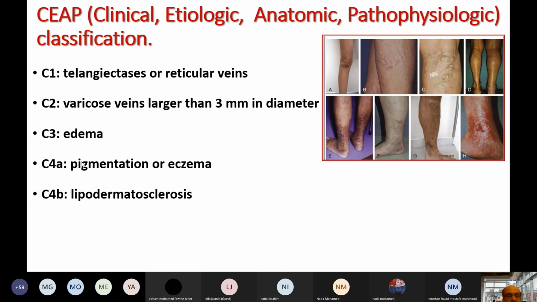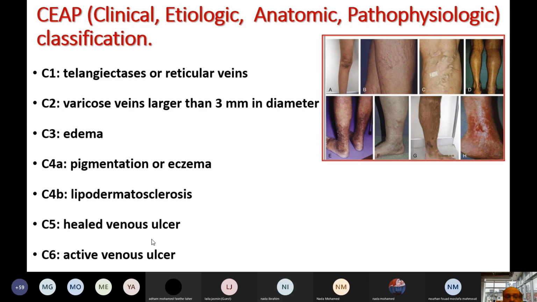The patient may have an edema, pigmentation, or lipodermatosclerosis. And C5, the patient has a previous history of ulcer, which is healed. And C6, the patient already has an active ulcer. So whenever you see your patient, you have to say that my patient, according to CEAP classification, is C1 or 2 or 3 or 4 or 5 or 6.